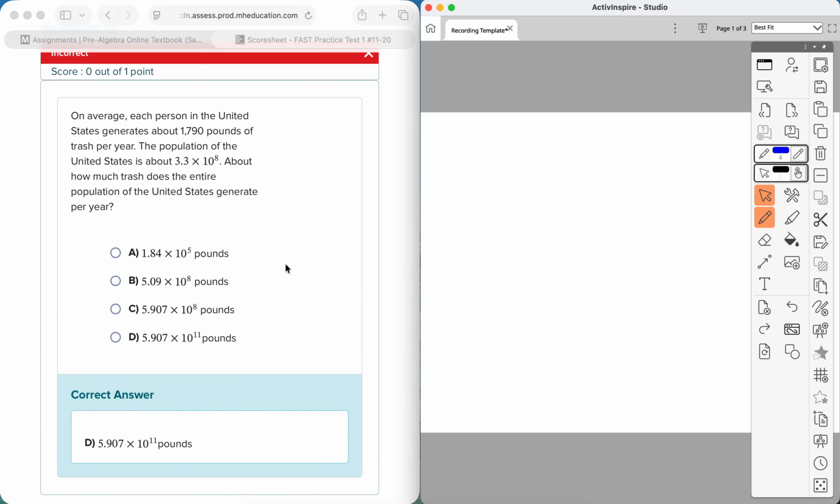On average, each person in the United States generates about 1,790 pounds of trash per year. The population of the United States is about 3.3 times 10 to the power of 8. About how much trash does the entire population of the United States generate per year? Okay, it kind of seems like they gave us that number, no?